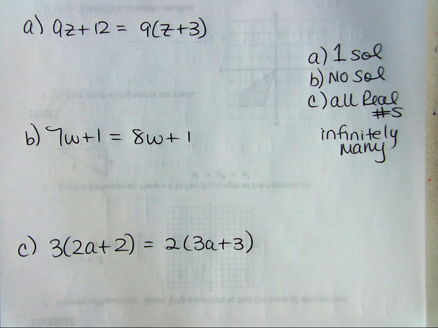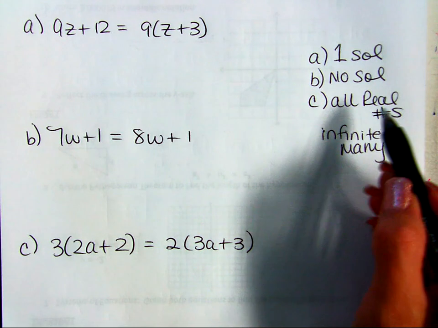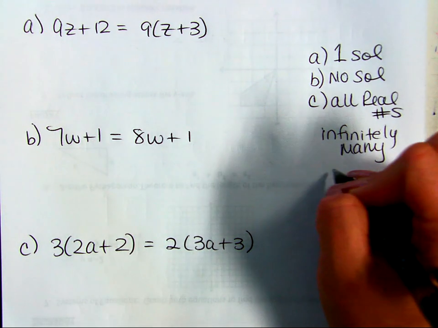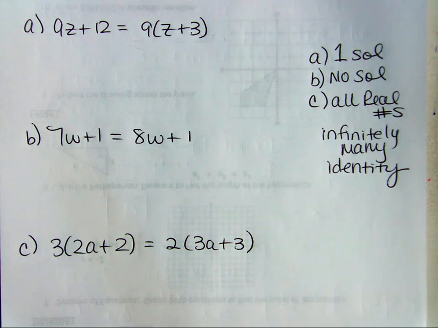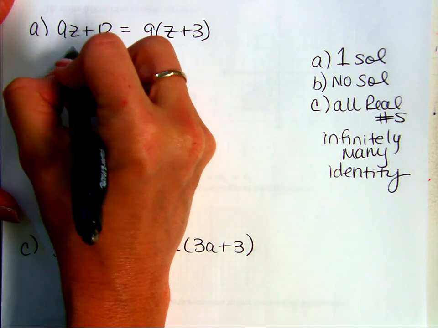And today we're going to talk about a third way, because in the back of the book, if it's all real numbers or infinitely many, you're going to see the word identity. And I'll explain why I think that. So let's solve these and let's match. I'm telling you, there's one of each.